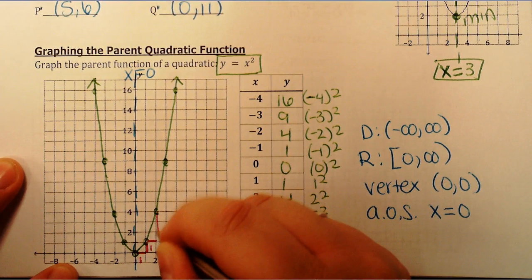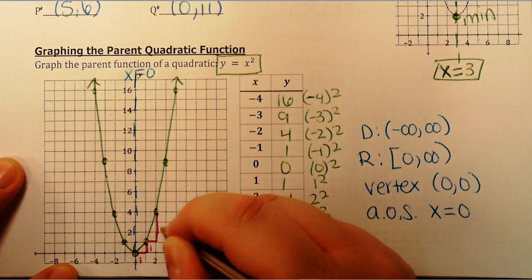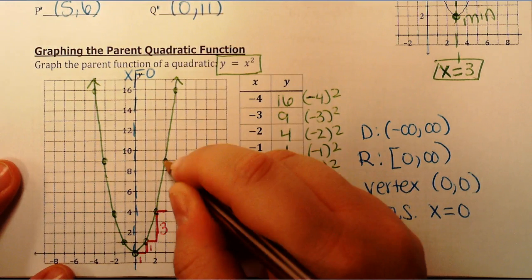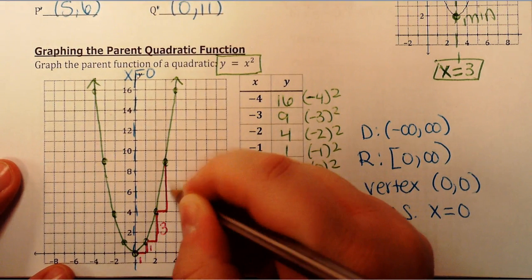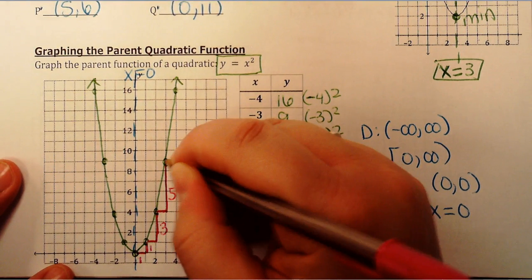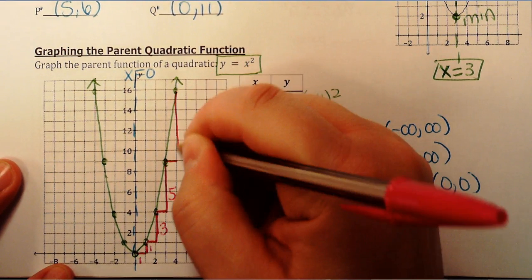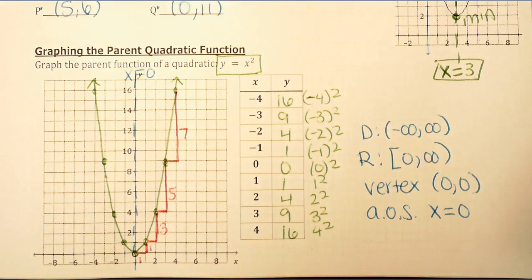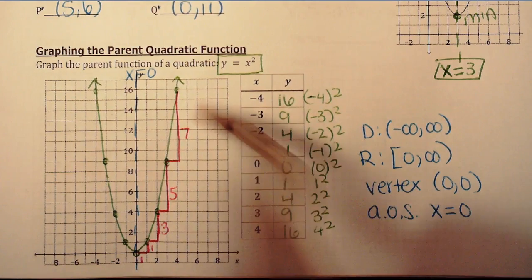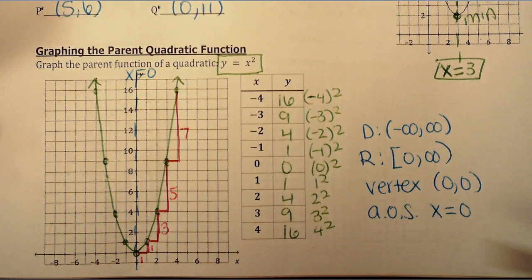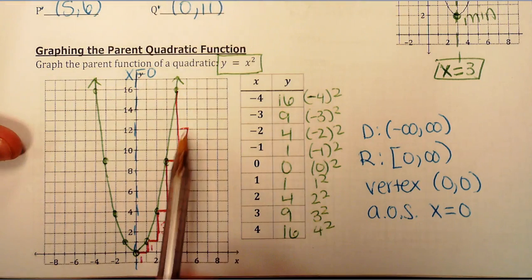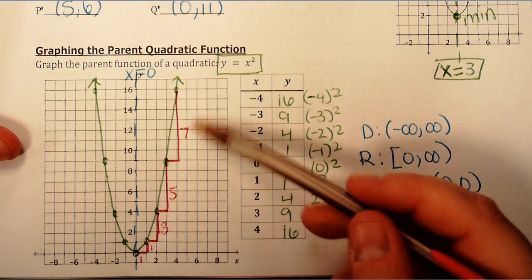From that point, I go over 1, up 3. From that point, I go over 1, up 5, and then from that point I go over 1, and if you count up, that'll be 7. So there is a pattern to this that works for any quadratic, and I usually just write the first 3 numbers, but if I continued this pattern, I'm just going up by 2 every time.